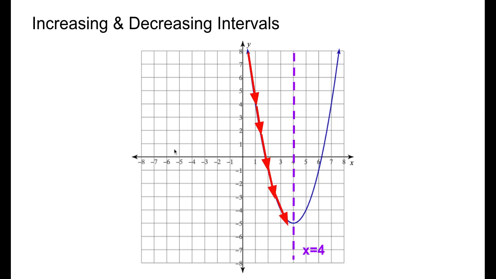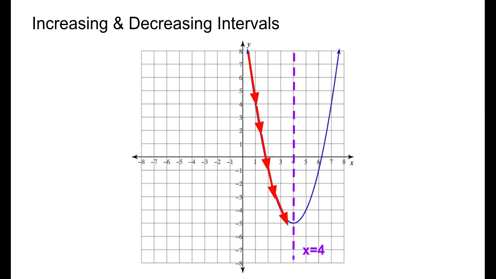Okay, so again, we're reading from left to right. This axis of symmetry is kind of like a wall that we hit that causes our graph to flip the other direction, whether we're decreasing from the left to the right or increasing. We hit the axis of symmetry and it turns back around.